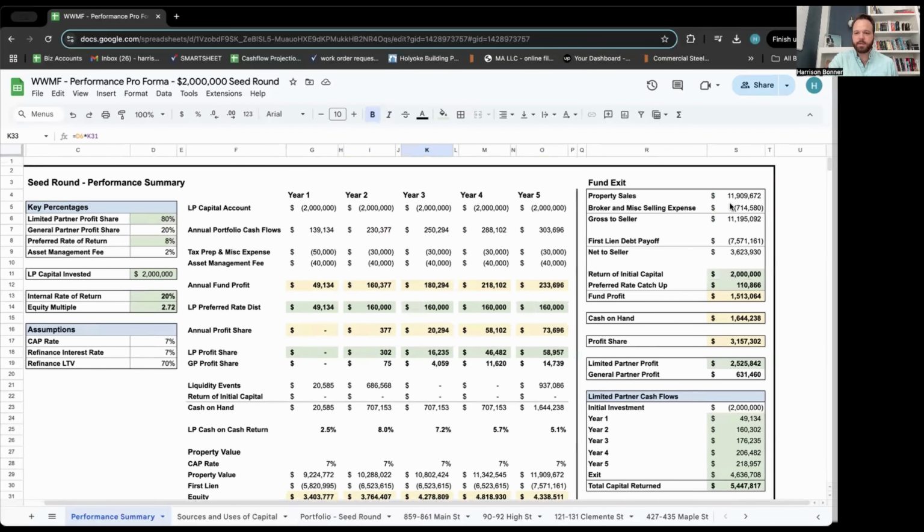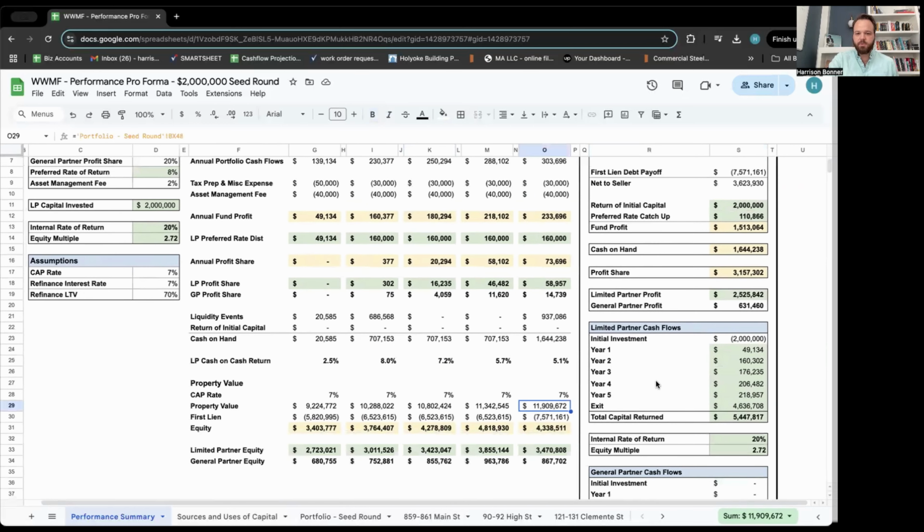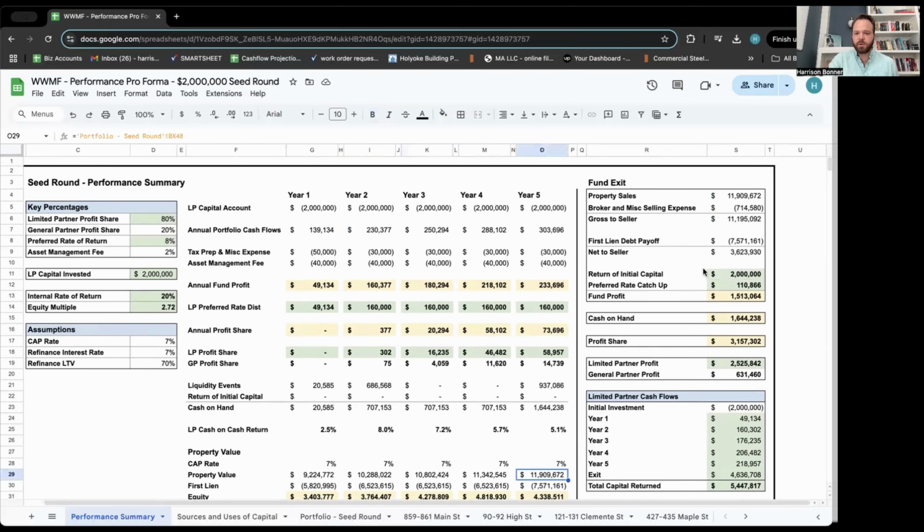Now to the exit. We have our property sales here. So at the end of year 5, if we've done everything right, we've got a property value just shy of $12 million, minus some broker and selling expenses. We would have a gross to seller of just over $11 million.